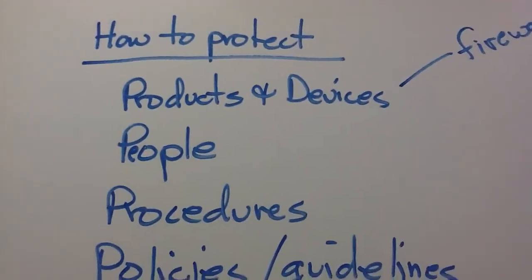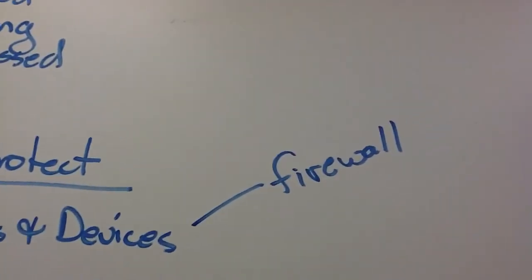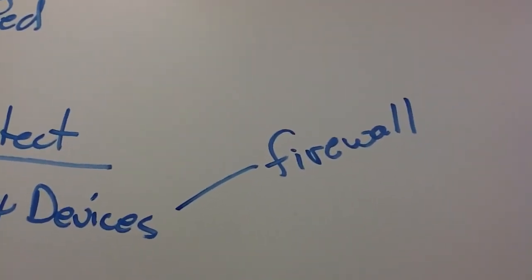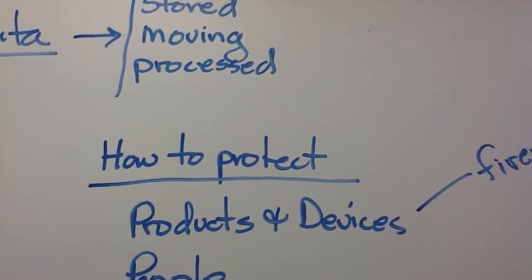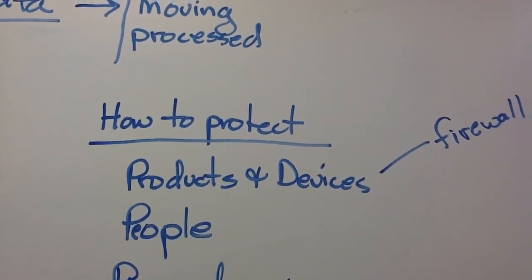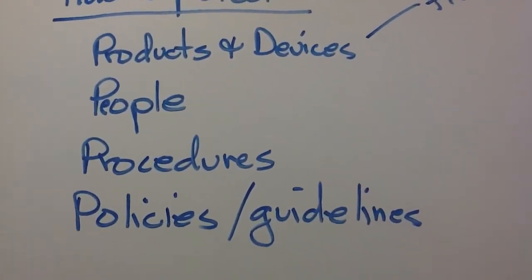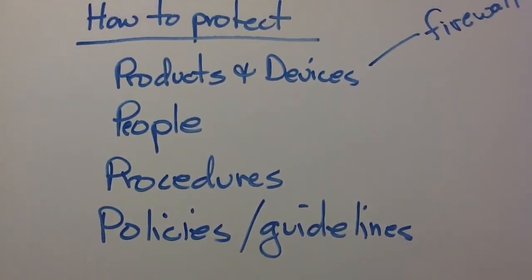How do we protect it? Well, we have products and devices, and we talked a little bit about firewalls, virus software, and so forth. So we have products and devices. We need to make sure we school people that they follow the policies. So people are a huge part of protecting the data.